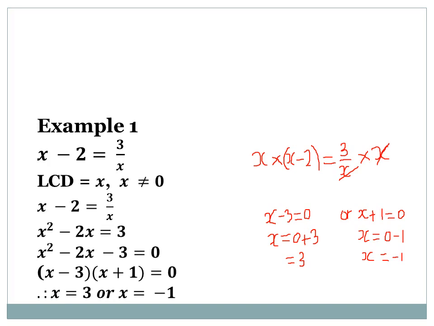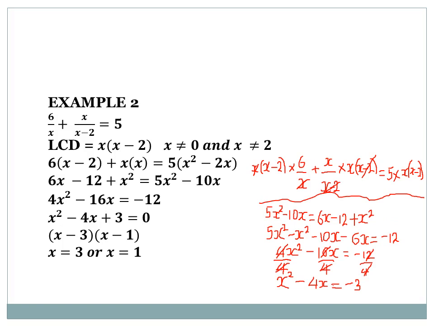So therefore, we are going to have x minus 3 in a bracket, and another bracket, x plus 1, is equal to 0. So now, let's find the values of x. If we have x minus 3 is equal to 0, then x will be 3. And if we have x plus 1 is equal to 0, then x will be negative 1. Now please check the restrictions. The restriction says x must not be equal to 0. So since our values of x are not equal to 0, we can say the solution is valid.